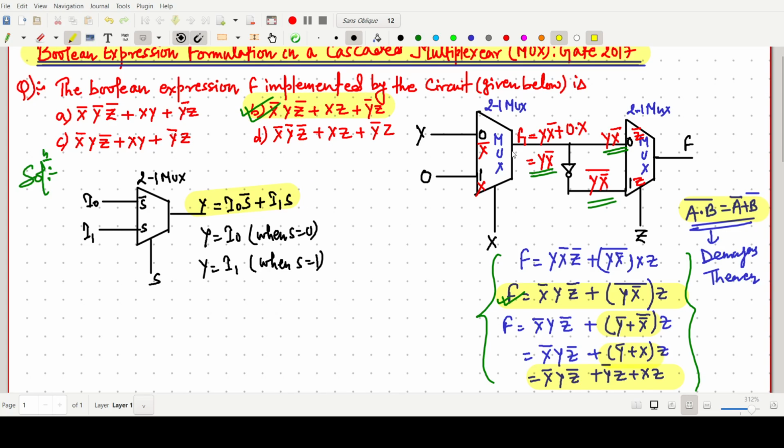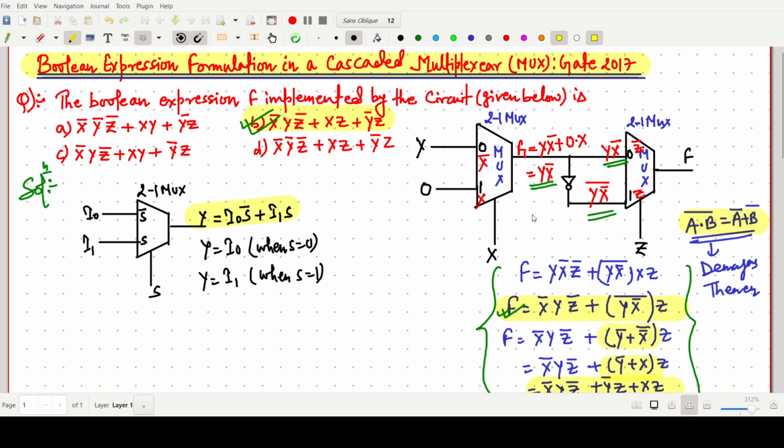So this is a simple question related to the cascaded multiplexer. This is all about this question.